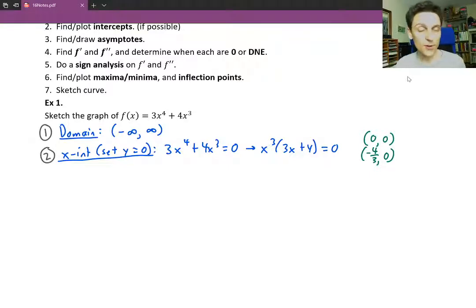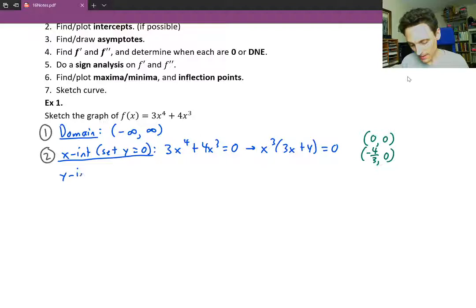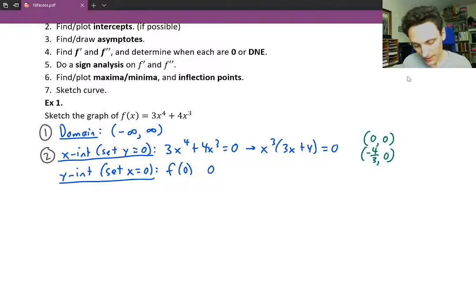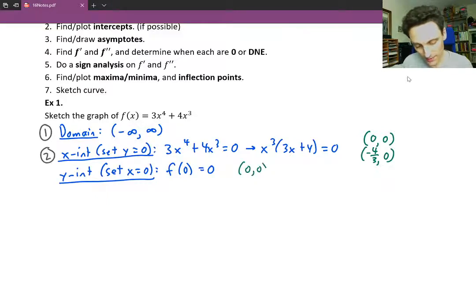They both have y coordinates of 0 because that's what we did at the beginning. We set y to equal 0 to find these x values. Those are x-intercepts. Now to find the y-intercept, if there is one, you set x equal to 0. So you plug in 0 into the function, and here we just get 0. And that's not too surprising because if (0, 0) was an x-intercept, then (0, 0) has to be a y-intercept as well. (0, 0), the origin, is the only place that's both an x and a y-intercept.